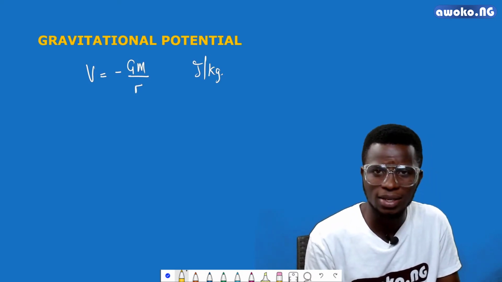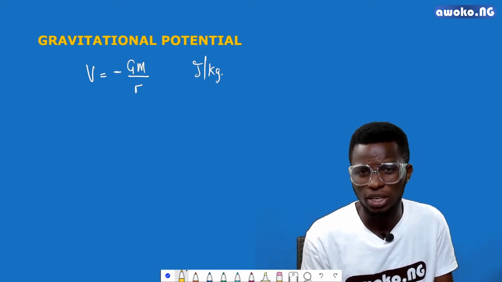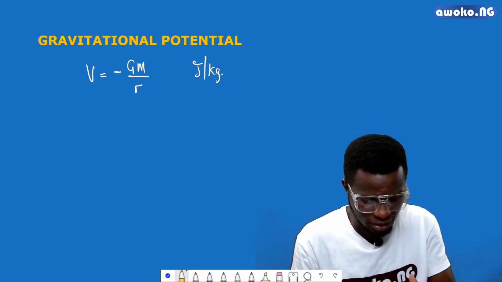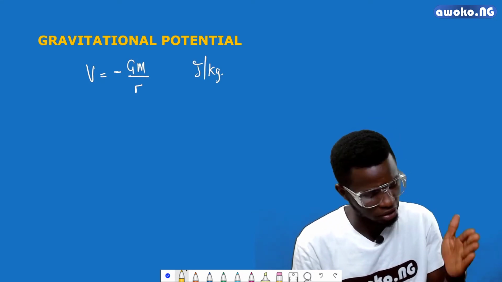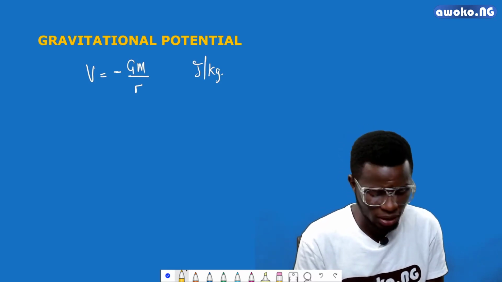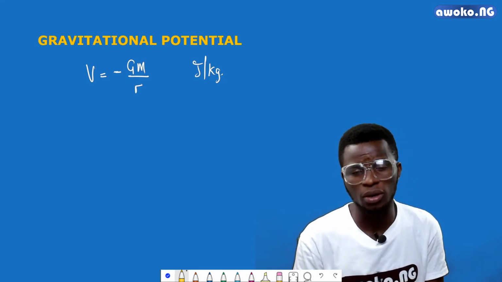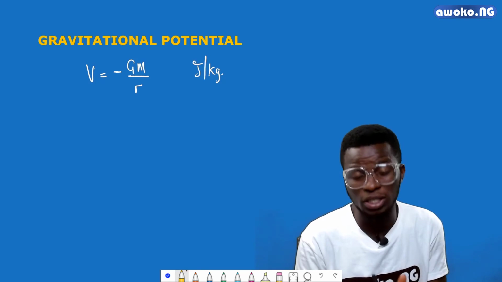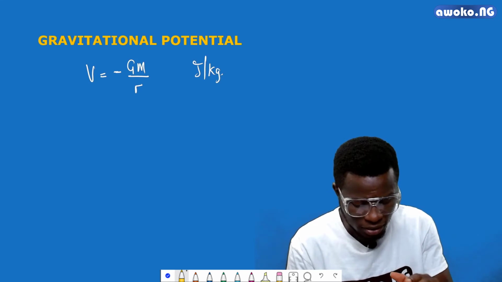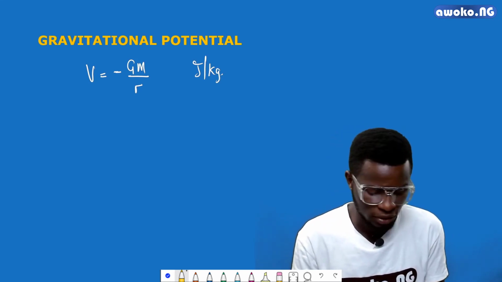Now you will realize that I added a negative sign here. What then is the implication of the negative sign? The negative sign indicates that the potential decreases as the object is moved from infinity towards the Earth. This is a likely exam question: what is the implication of the negative sign attached to the gravitational potential? It simply indicates that the potential decreases as the object is moved from infinity towards the Earth.